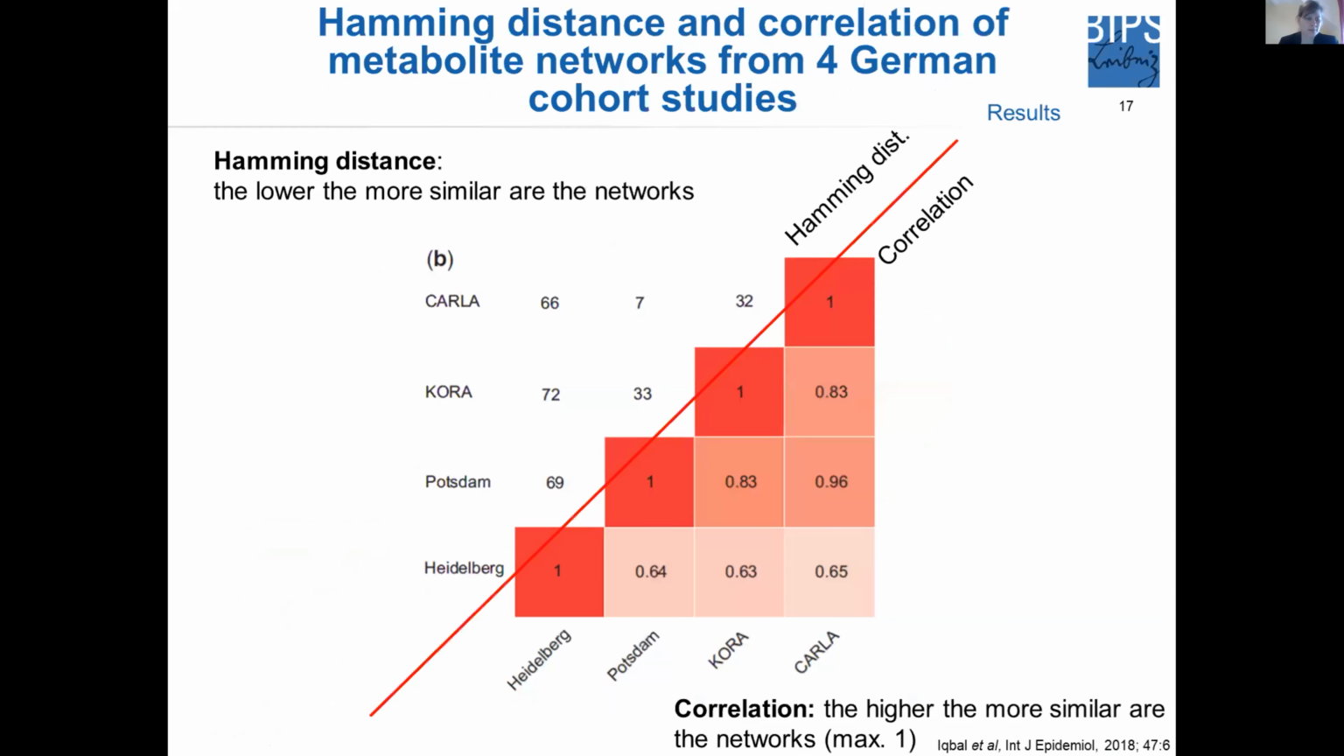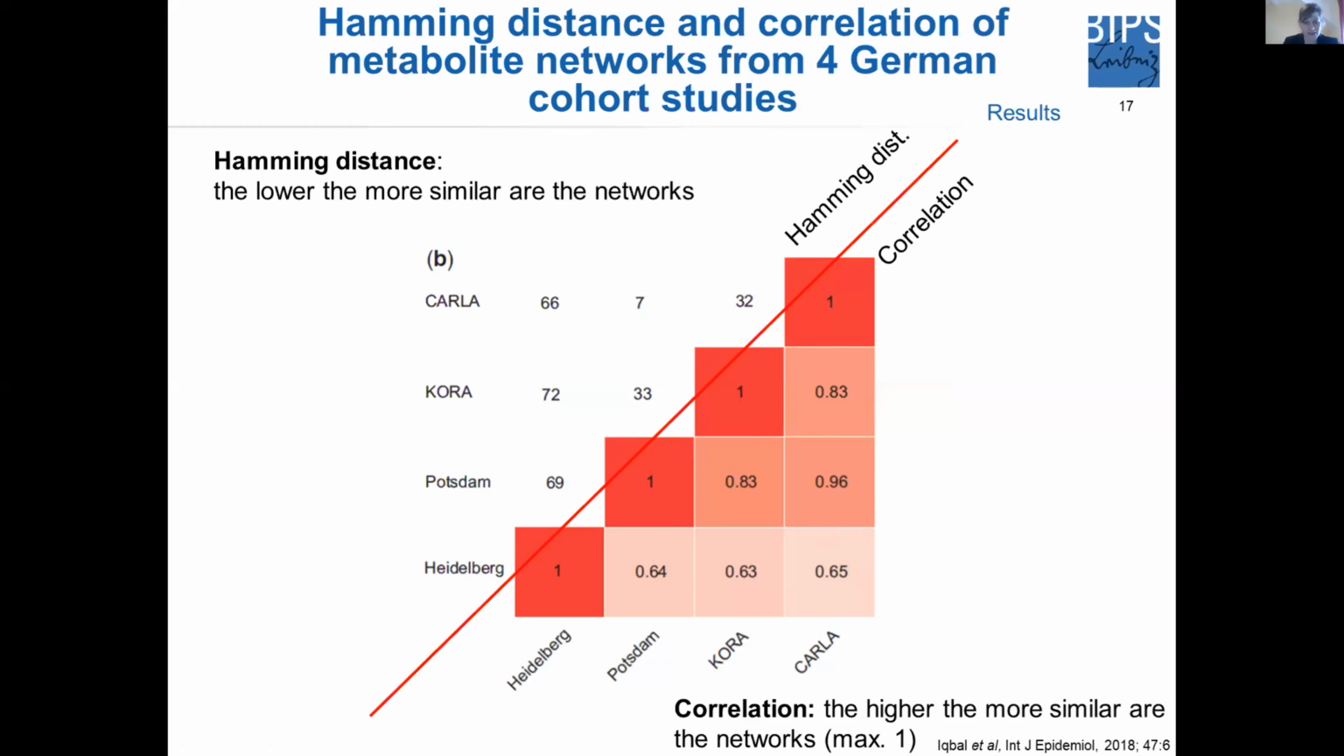Now, we had also some other measures. We looked at the Hamming distance. Well, the Hamming distance tells you how many changes you have to make to convert one network into the other network. And the lower the Hamming distance, the more similar the networks are. So for example, for CARLA and Potsdam, you have to make 7 changes to convert the networks. So they are quite similar. On the other hand, on the lower side here, we looked at the correlations between the networks. And also you see, for example, Potsdam and CARLA have a very high correlation of 0.96.